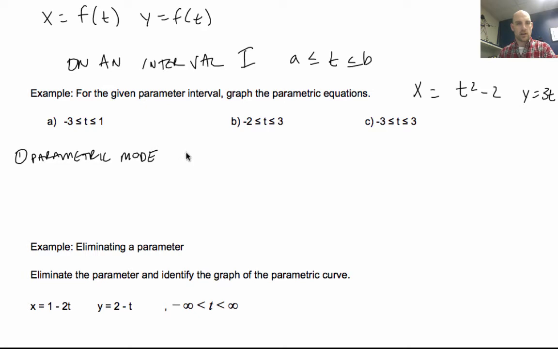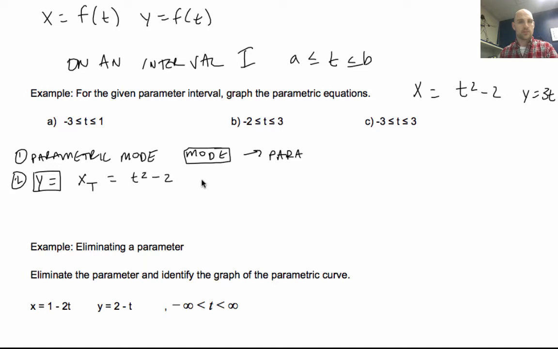And so you're going to hit the mode button, and you're going to go to para, right? The second thing that we need to do is the y equals button. Okay, so the y equals button, we're going to put into x sub t, t squared minus 2, and y sub t is going to be equal to 3t.